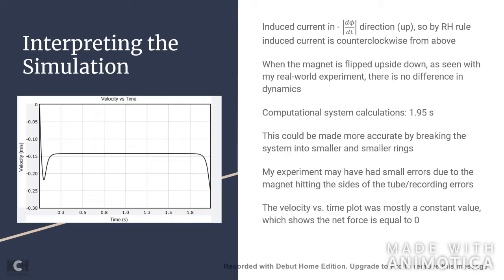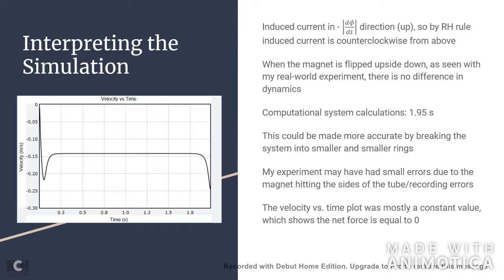I will now go on to interpret my simulation. Because d flux dt is pointing down, negative d flux dt is pointing up. So by the right-hand rule, your fingers curve counterclockwise when looking from above. When the magnet is flipped upside down, as seen in my real-world experiment, there is no difference in dynamics because the times are roughly the same. The computational system calculated 1.95 seconds, given all of my same physical data.